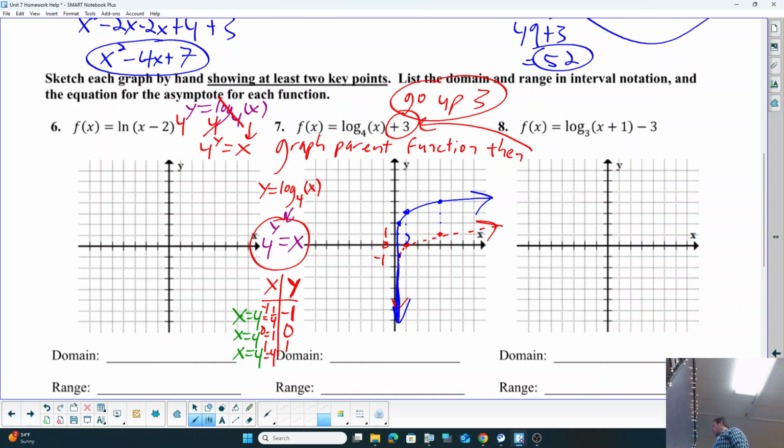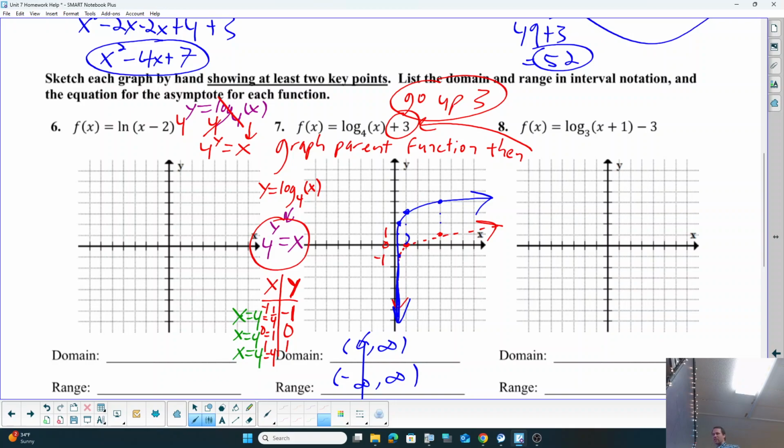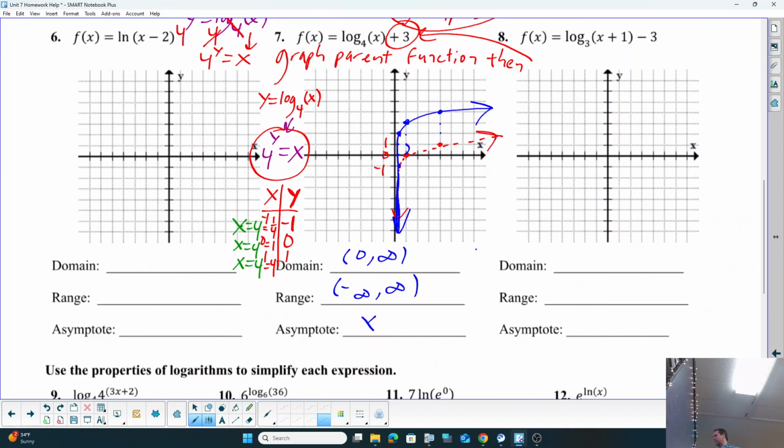So our domain is from 0 to the right forever to infinity. Our range is down forever and up forever, slowly up forever, but still up forever. And our asymptote is x equals 0, along the y-axis there. I'm drawing the lines like that, but really, if you had colors like me, you could just go like that.